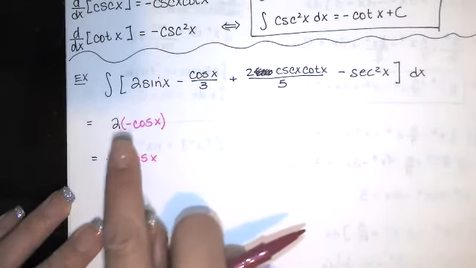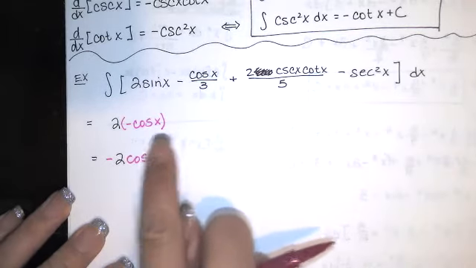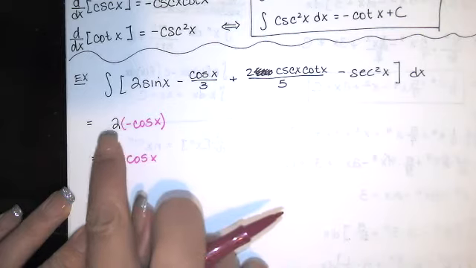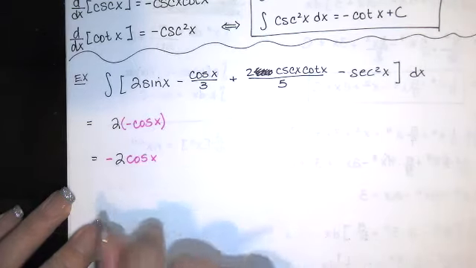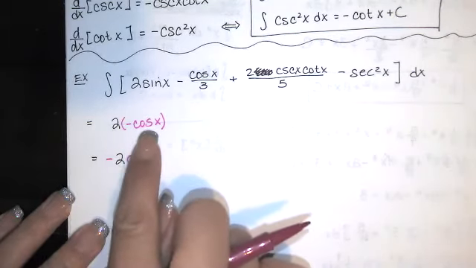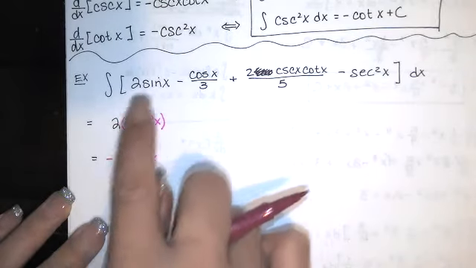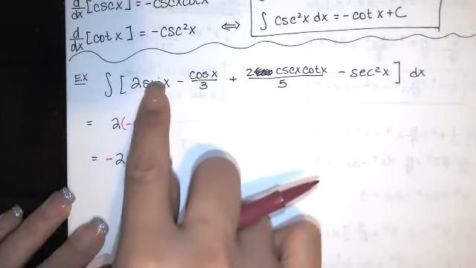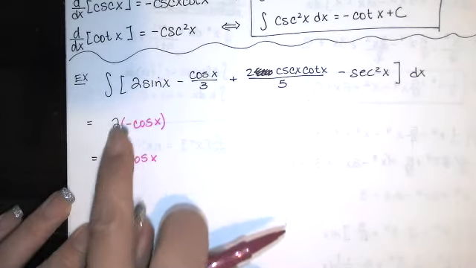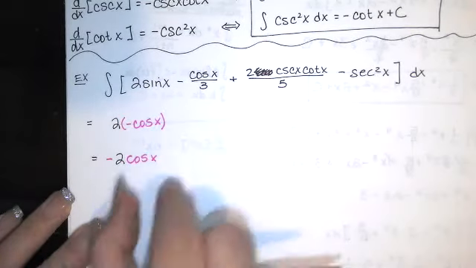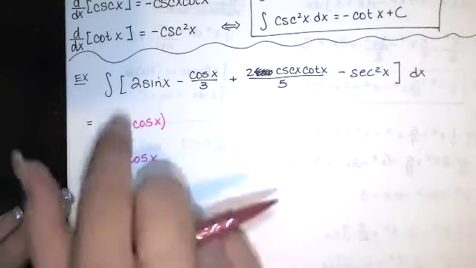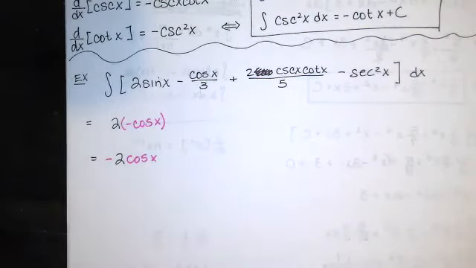A lot of students do that. You see what the problem would be if there were no parentheses here? That would say 2 minus cosine of x, and that's not what we want. What we want is 2 times negative cosine of x. So keep that in mind. I bring my 2 down, and I multiply by the antiderivative of this piece. And multiplication needs to be indicated somehow, usually with parentheses. Without the parentheses, it's subtraction, not multiplication.